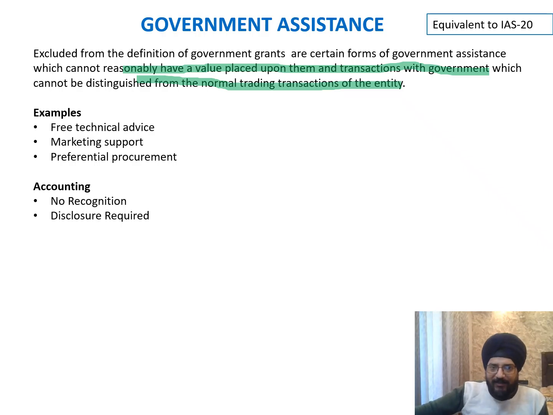Examples are free technical advice provided by the government, marketing support provided by the government to a certain set of industry, and government procurement again specific to a certain kind of industry or certain area. The accounting treatment is no recognition, and we need to disclose these facts in the notes to accounts. So we'll move to the next slide.